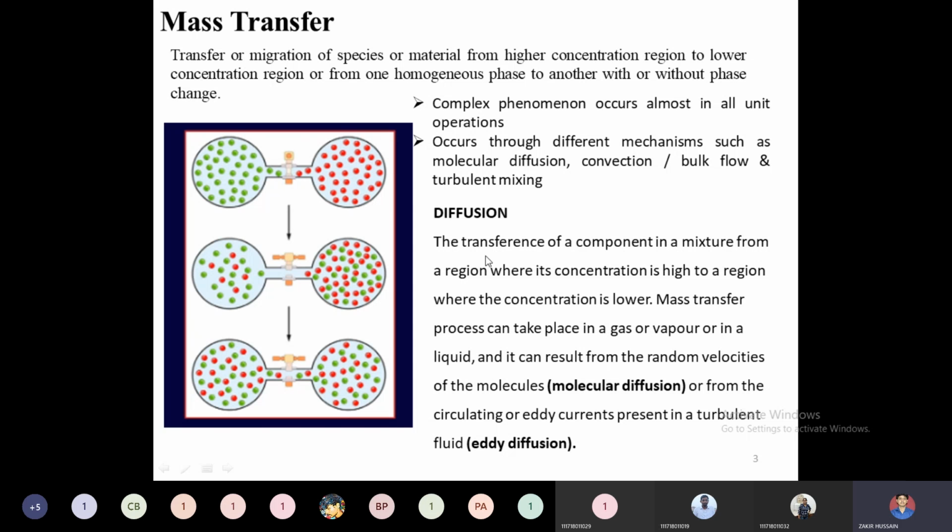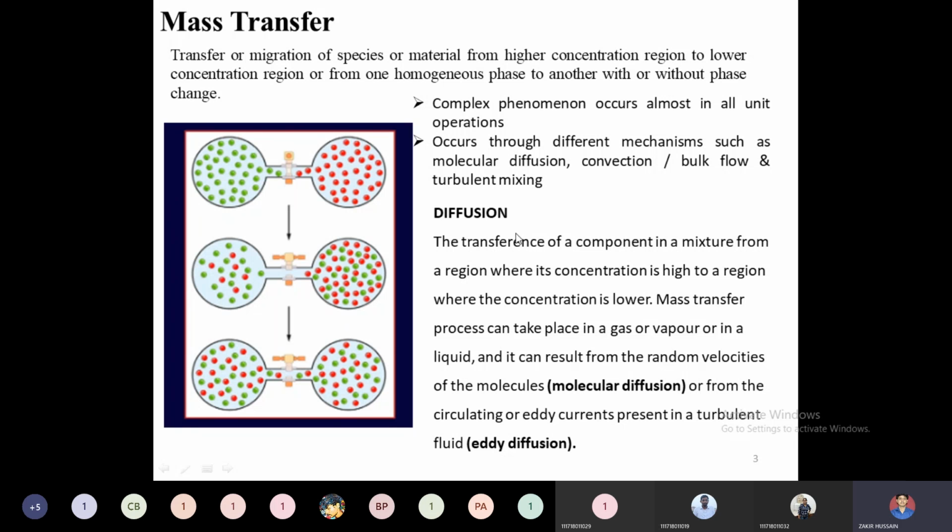As you can see here, diffusion is the main criterion which governs the mass transfer process. It is the main mechanism which governs the mass transfer process. Then what is diffusion? Diffusion is nothing but a transfer of a particular component from one region, a higher concentration region, to a lower concentration region.